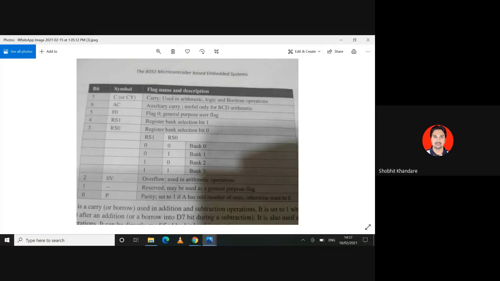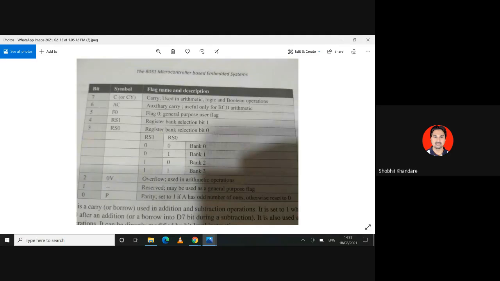So your program status word resides at the byte address D0H, and it is also 8-bit. So we will go from the LSB, that is bit number 0, and your bit number 0 is P. So write down bit number 0 or LSB, and it is P. P stands for parity bit.